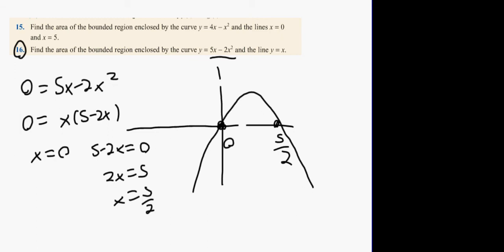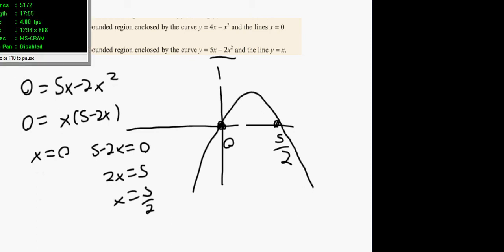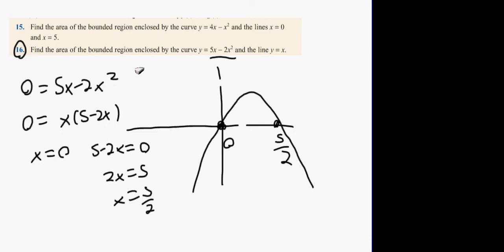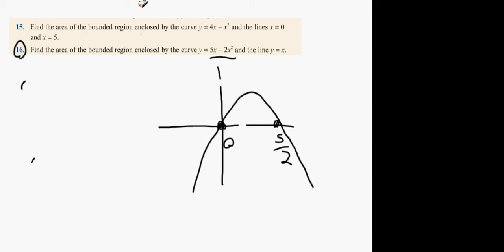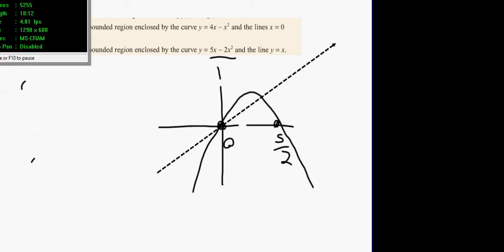Upon completion of that, what happens here is we get the line y = x. The line y = x is something like that, and now we're going to have to get the area enclosed.